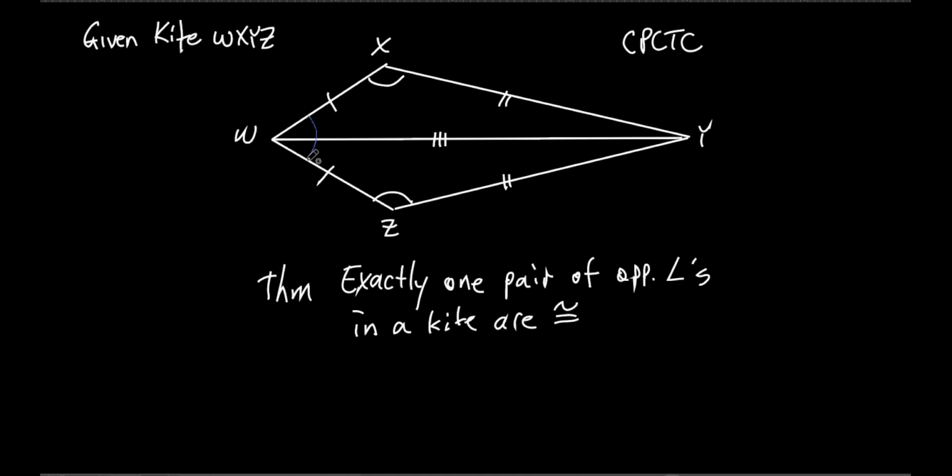Which means that W and Y are what? Does it mean they're equal? We've already established that this one and this one are equal, right? Because of congruent triangles. So it says exactly one pair of opposite angles of a kite are equal to each other. So what does that mean about this big angle W and this big angle Y?